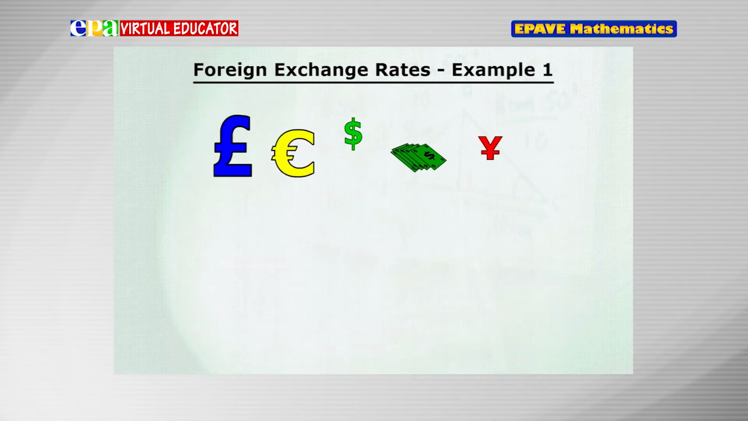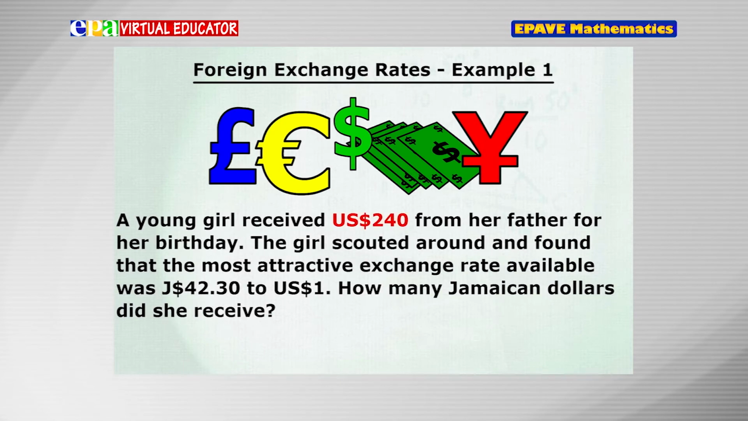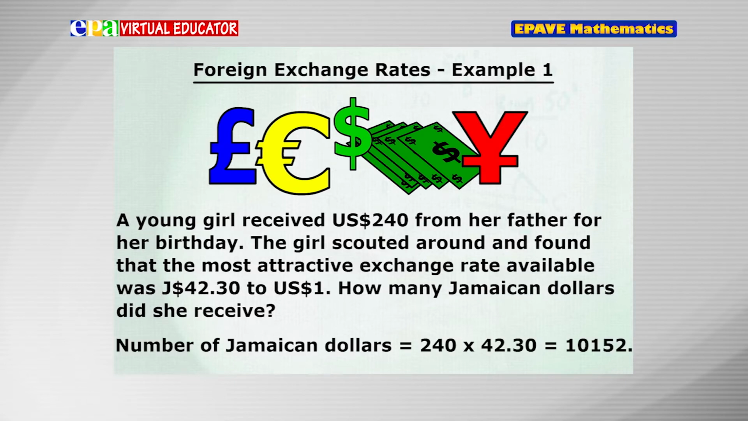Here is an example. A young girl received US $240 from her father for her birthday. The girl scouted around and found that the most attractive exchange rate available was $42.30 Jamaican to US $1. How many Jamaican dollars did she receive? Number of Jamaican dollars is equal to 240 times 42.30, which is equal to $10,152.